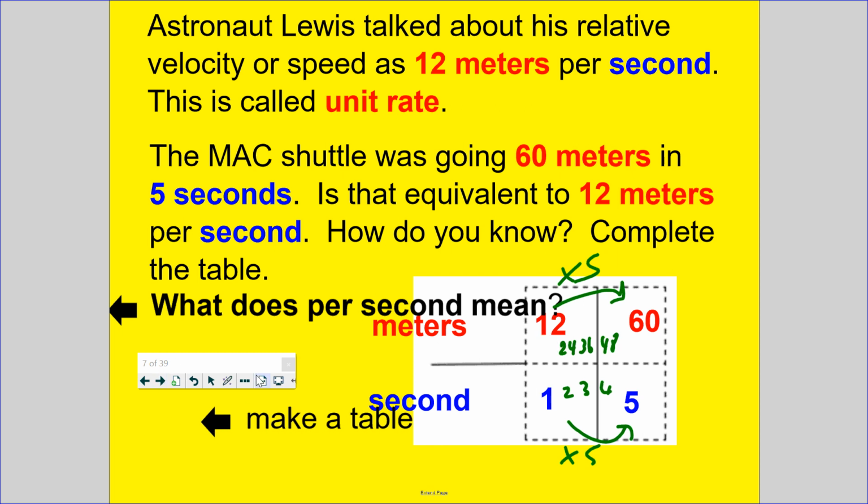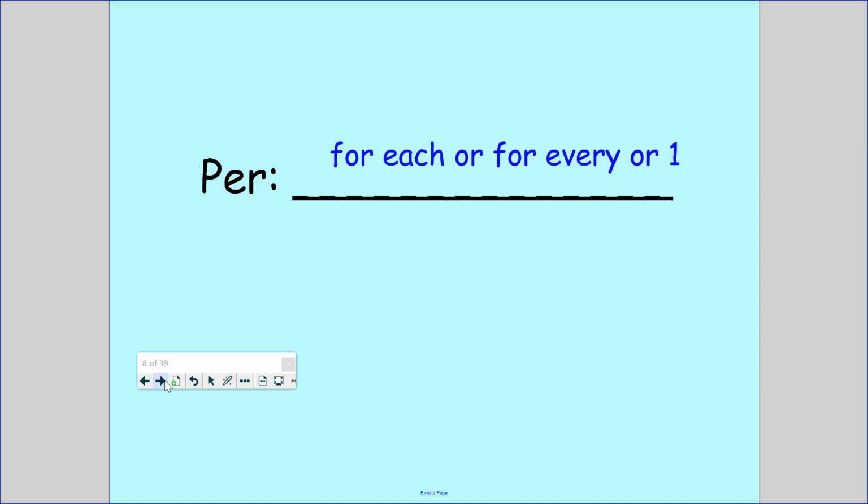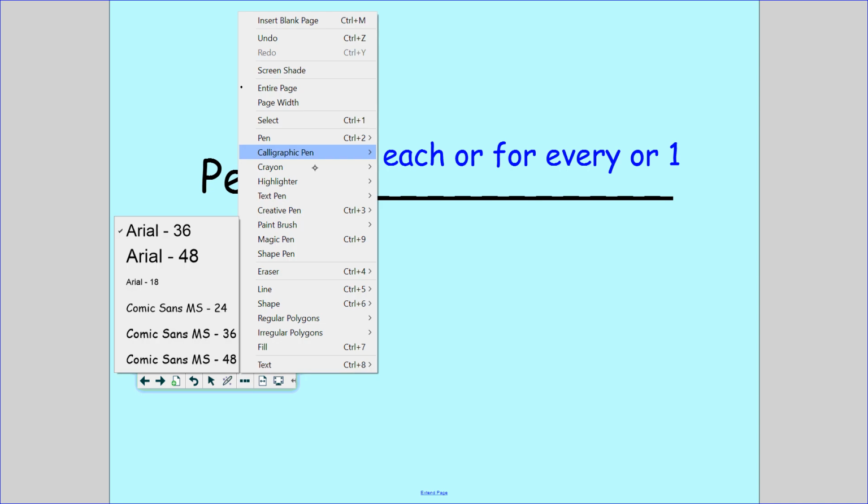Oh, we just did right there on the bottom. All right, so per means each, every, or one. Because sometimes you see this, like on street signs. Let me get a pen out.